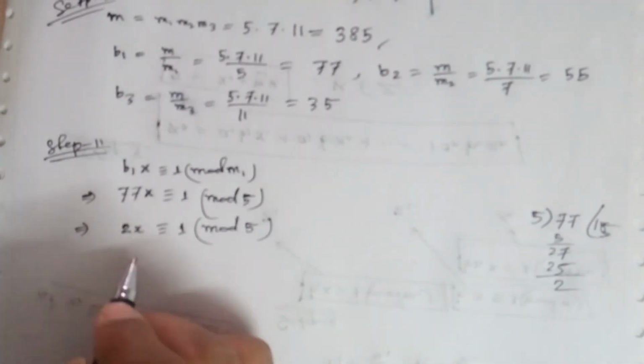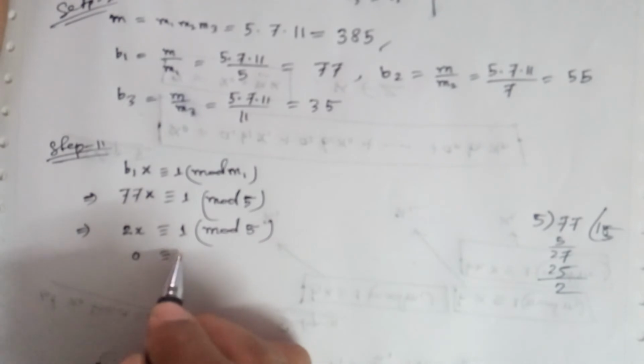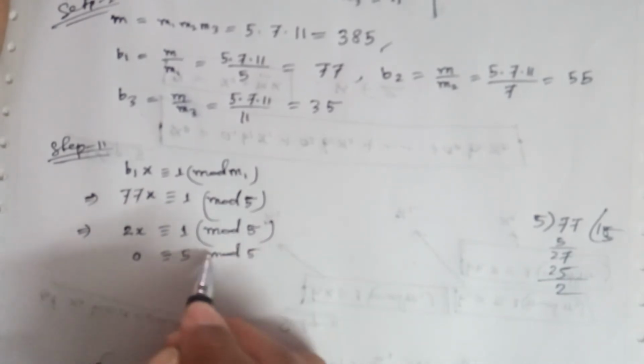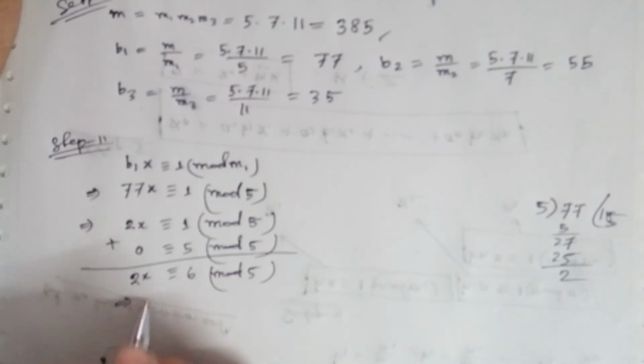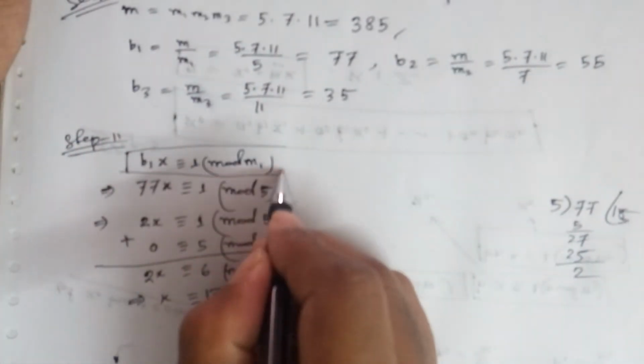Next, we consider again another congruence, 0 congruent to 5 with modulo 5, because 0 minus 5 divided by 5, this relation is satisfied. Now adding this, we get 2x congruent to 6 with modulo 5. 2 divides 6, that is x congruent to 3 modulo 5. So this number is the solution, which is x1 for this linear congruence.